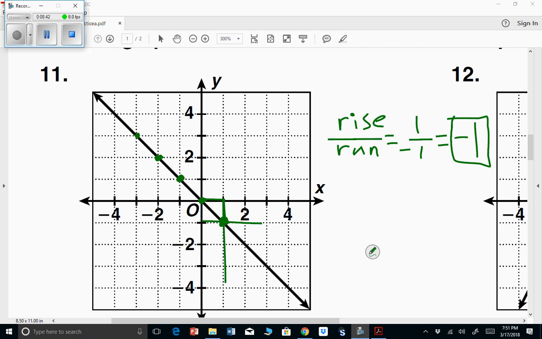A lot of times people forget about the negative, but as you look at this line, we learned at the very beginning of this lesson, if a line goes down as you move from left to right, then the answer to the slope has got to be negative.